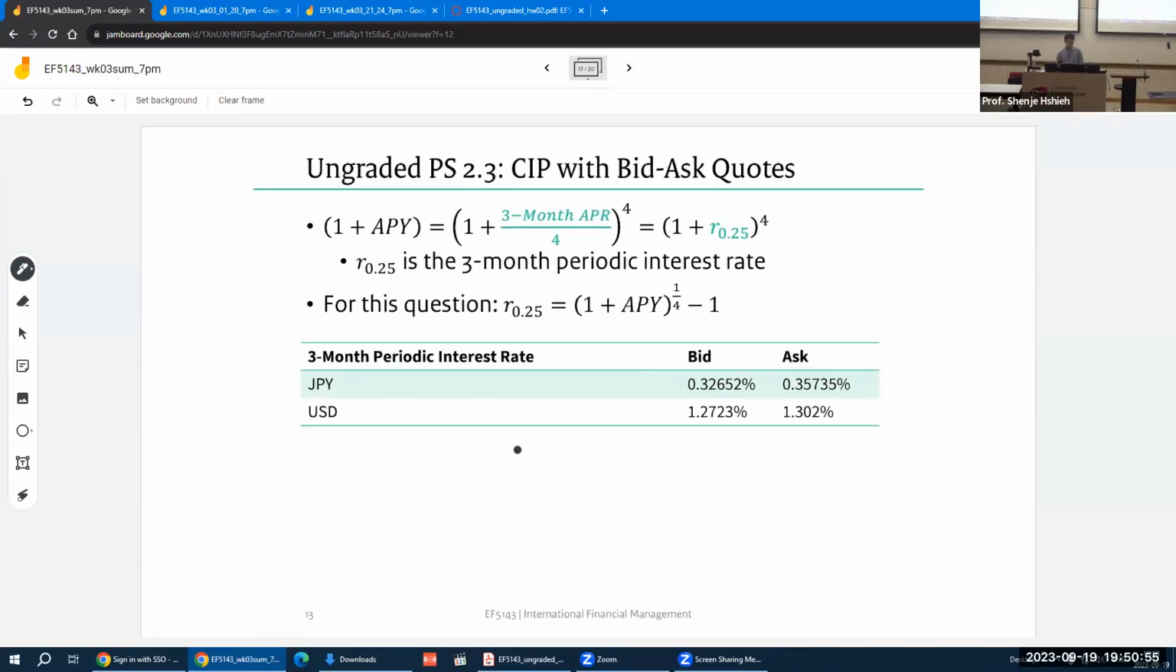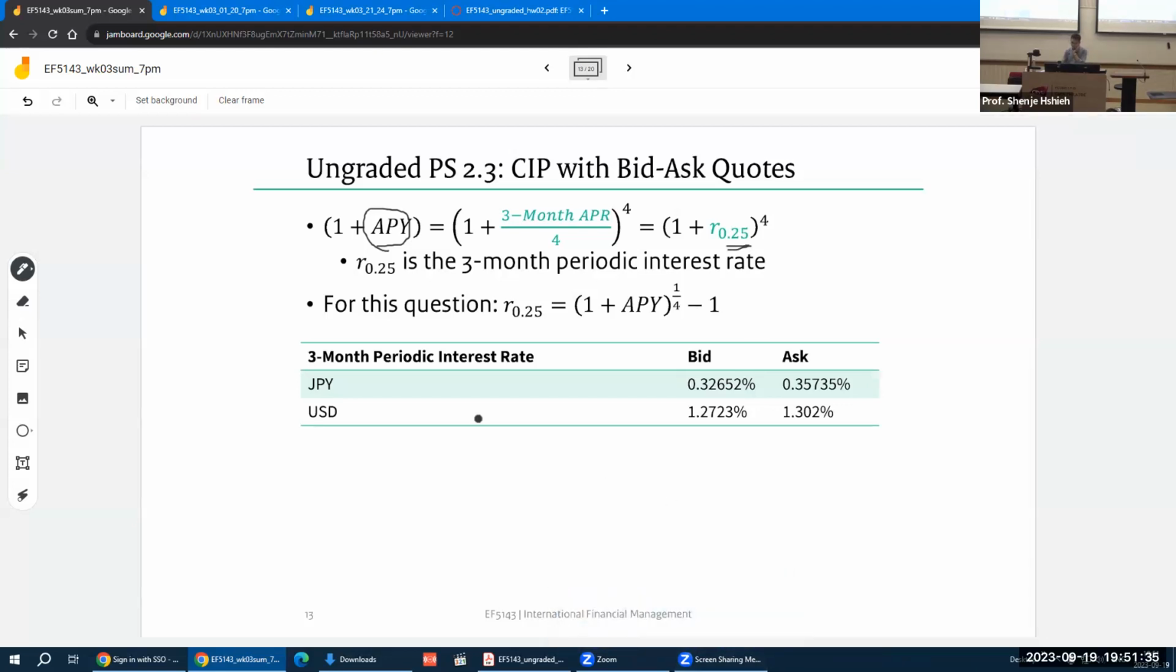With interest rate conversions, you are given the annual percentage yield. So in this question, you're given the annual percentage yield, and you need to convert it to the periodic return for 3 months, so a quarter. That's what 0.25 refers to.